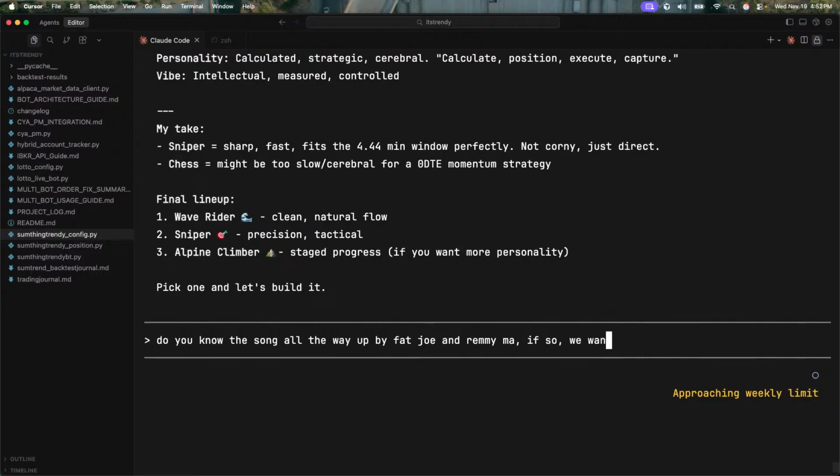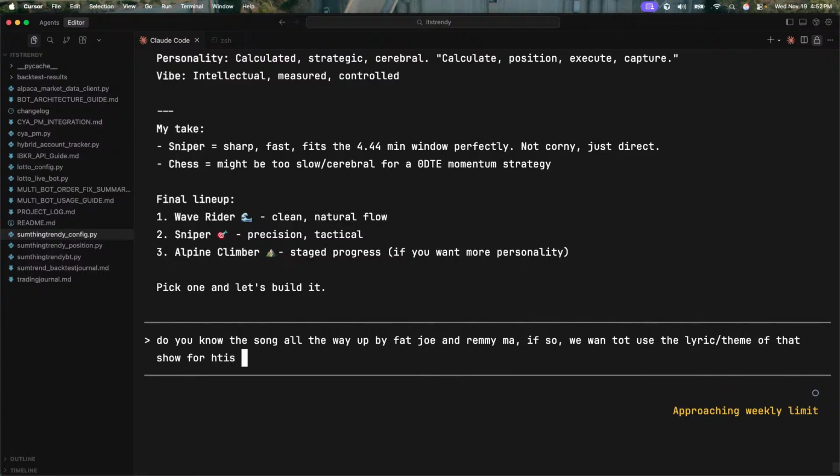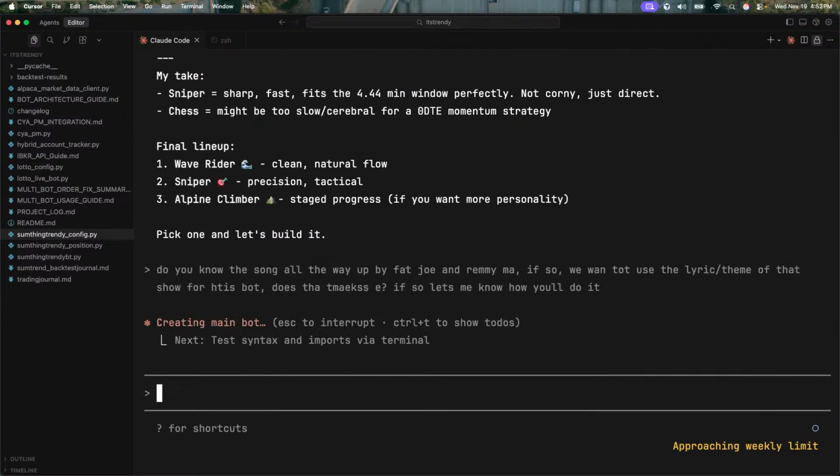We want to use the theme of that song for this bot. Does that make sense? If so, let me know how you'll do it. You gotta push it the ideas, and we pushed the idea. Now finish, go ahead and get me right so I can create this bot. Again, this part is not needed. This is just style points. Legit style points right now. I could have been done with the bot.